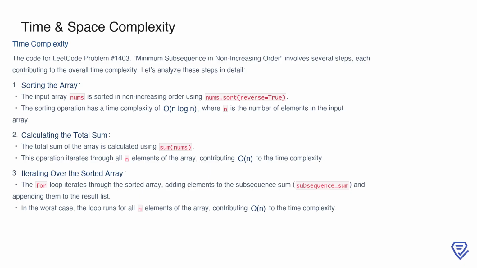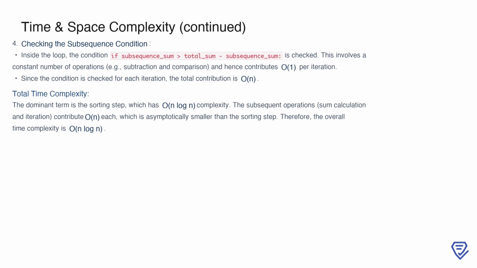While iterating through the sorted array, we also check the condition if subsequence_sum > total_sum - subsequence_sum to determine whether the subsequence satisfies the problem's requirements. This condition involves basic arithmetic and a comparison, both of which are constant time operations. Since this check is performed during each iteration of the loop, it contributes O(1) per iteration, or O(n) in total.